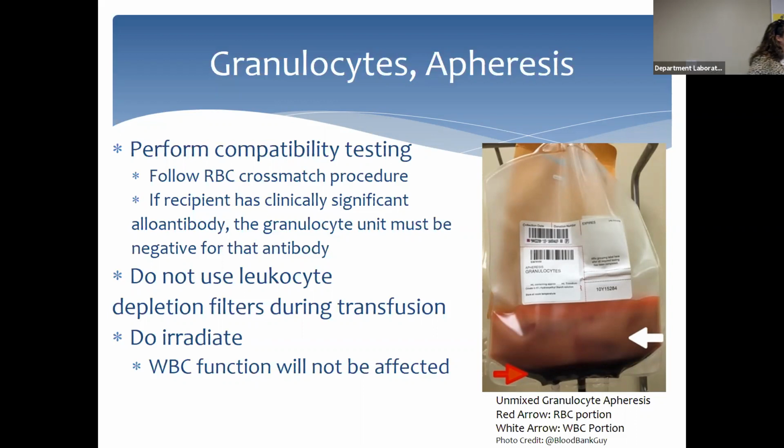With that being said, because the granulocytes do contain some red cells, these granulocytes must be cross-matched, following the same cross-match procedure as you would if you were transfusing a unit of red cells. Okay, we want to make sure your patient's allo antibody in the plasma is not going to attack the granulocytes as well, because there are some red cells in there. And with that too, if your patient has an unexpected allo antibody, and remember we have to antigen type our red cells to make sure they're antigen negative, you also have to do that if your patient's going to receive a granulocyte unit, okay?